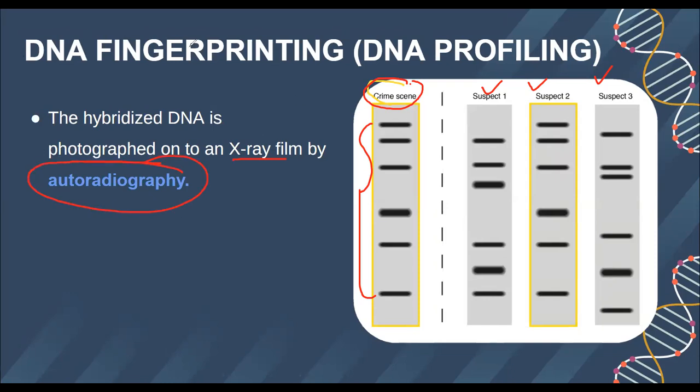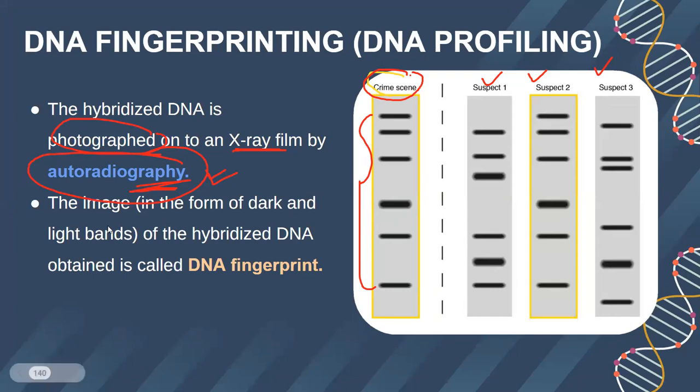You just have to know this point, that's it. Autoradiography, if you are interested, you can read more about it on Google and understand this technique. Basically, this technique is used to obtain a photograph of the bands that you got on the nitrocellulose or the nylon membrane. Okay, so you obtain a photograph onto an X-ray film by this technique, autoradiography. Because you use radioactively labeled probes, the image in the form of dark and light bands of the hybridized DNA which you obtain is called the DNA fingerprint.